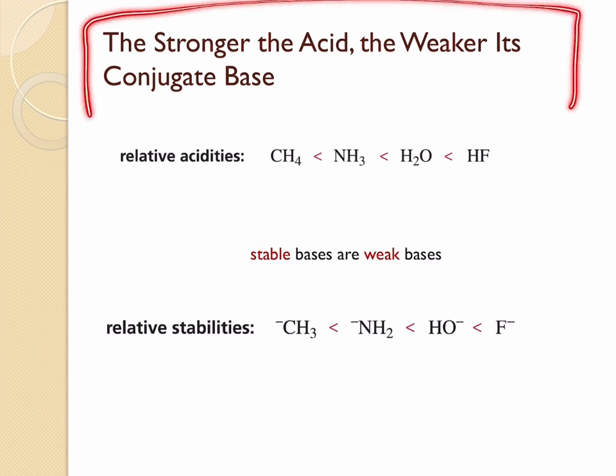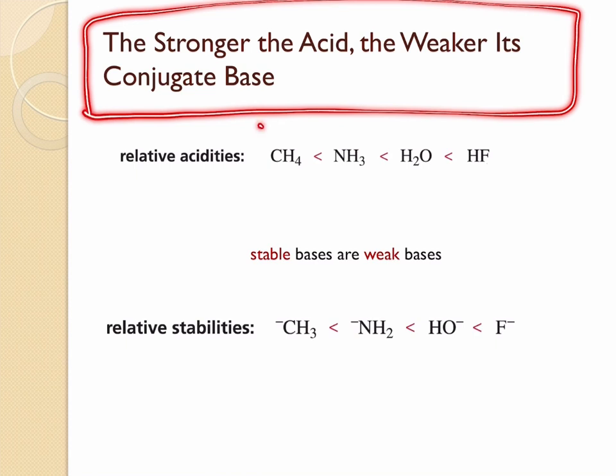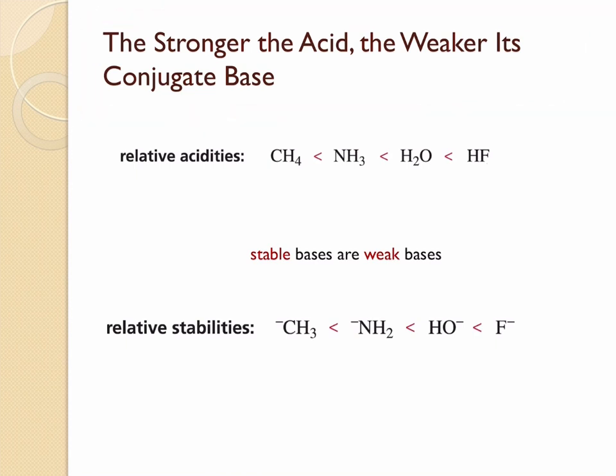Now, what about the strength of the bases? We have come across this important concept that the stronger the acid, the weaker its conjugate base. Now, if HF is a stronger acid, then its conjugate base should be a weaker base. So therefore, F minus is a weaker base. And in the same way, if CH4 is a weak acid, then its conjugate base should be a strong base.